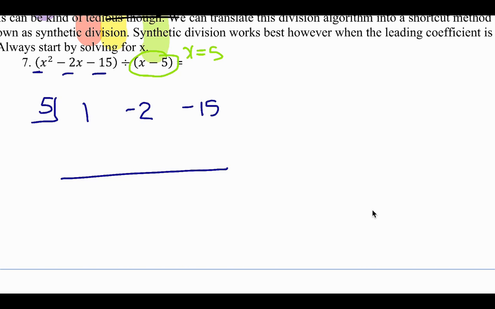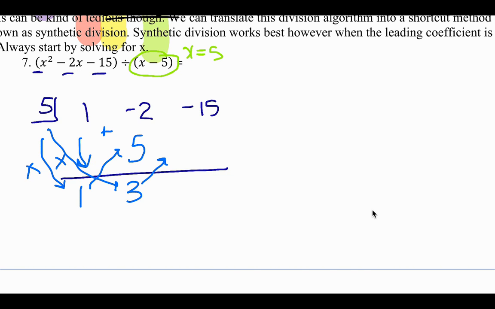Okay? From there, you always drop down the first number exactly as is. Notice we don't have any x's or y's here. We're just dealing with the numbers and the coefficients, and we'll put the variables back in. So you bring down the first number. Then the rule is that we multiply, and that goes underneath the next spot. So 5 times 1 is 5. And then we're going to add down our columns, which gives me 3. Again, we multiply the 5 by the 3, and that goes in the next column, which is a 15. And then we add down our columns, which is a 0.